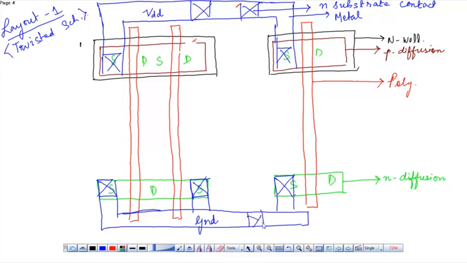Similarly, similar to the N substrate contact, we have to place some P substrate contacts. We don't extend this poly layer, which would overlap the metal. It's up to here. So this is the P substrate contact.